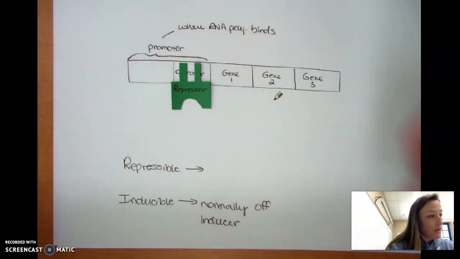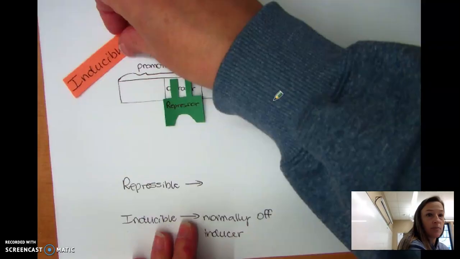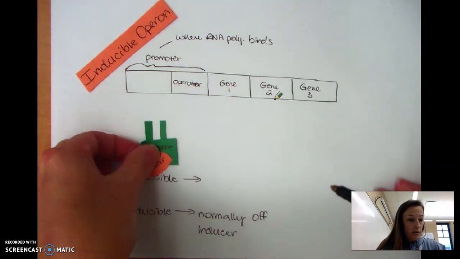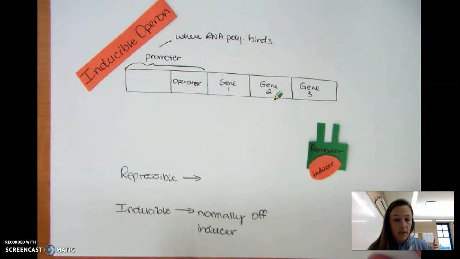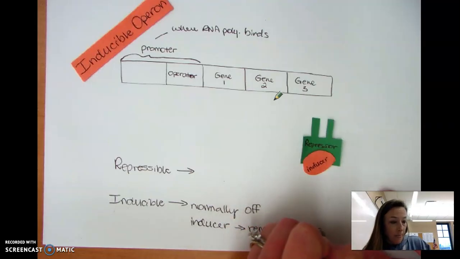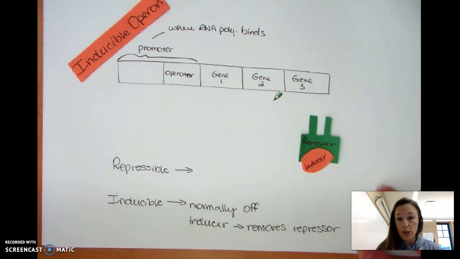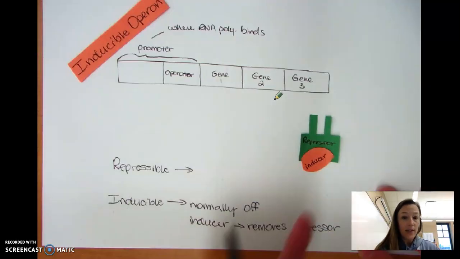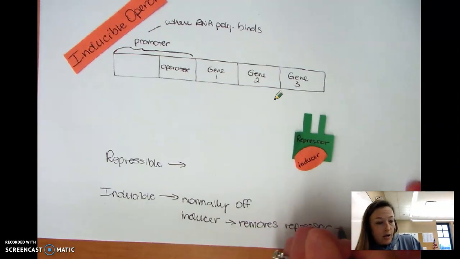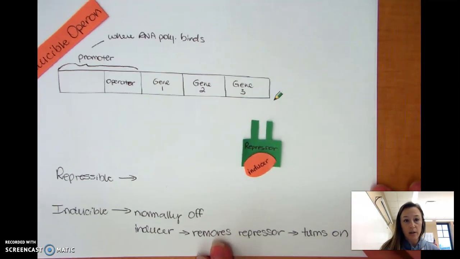Let me put this up here so you'll know what we're talking about. This is an inducible operon. I made that too big, I didn't realize it. It binds to the repressor. That makes the repressor come off, takes it off of there. And so the inducer removes the repressor, and now RNA polymerase can bind and do gene expression. So it's normally off, but we can add that inducer, which pulls off the repressor, and now it turns the gene on, or the operon on. So that's kind of how an inducible operon works.